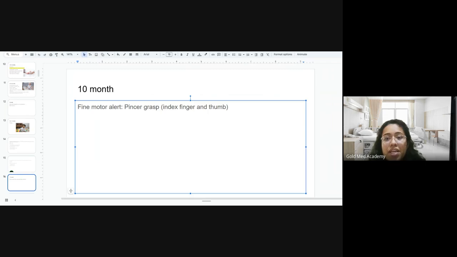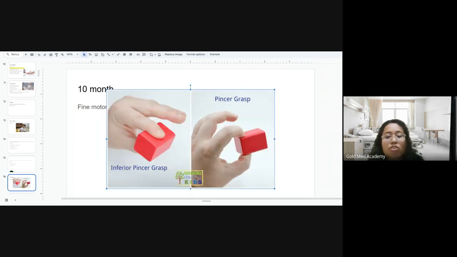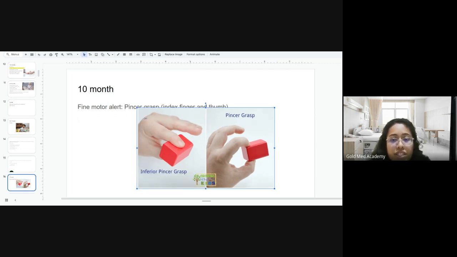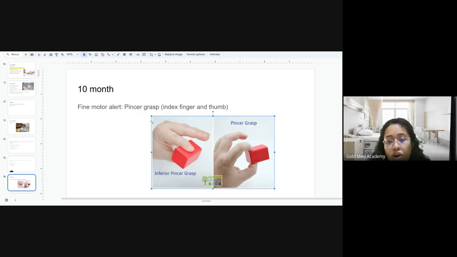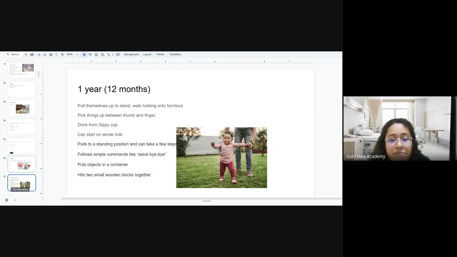They're picking up these bigger things with this pincer grasp, which is usually using their thumb and their pointer finger. That's a pincer grasp, your pointy grasp, okay? Your index finger and your thumb, you are using that to pick up objects. That is your pincer grasp, they should have this. This is part of fine motor coordination that we're going to see.